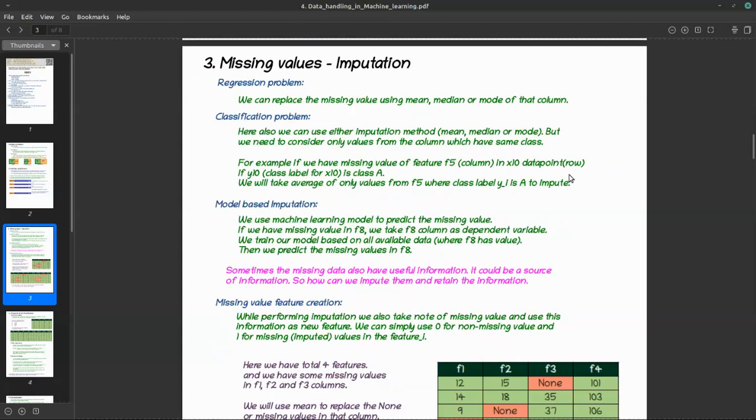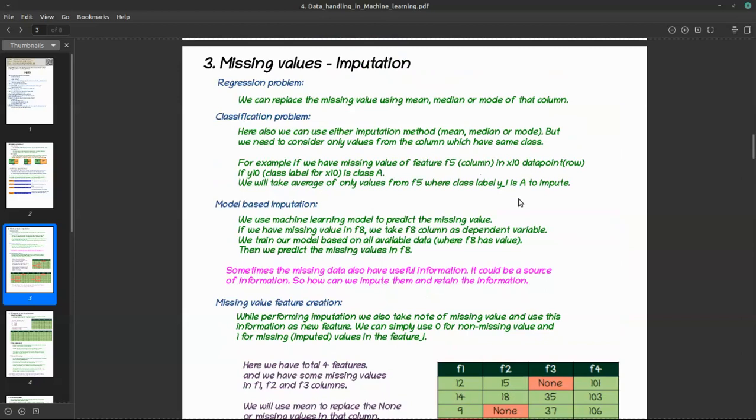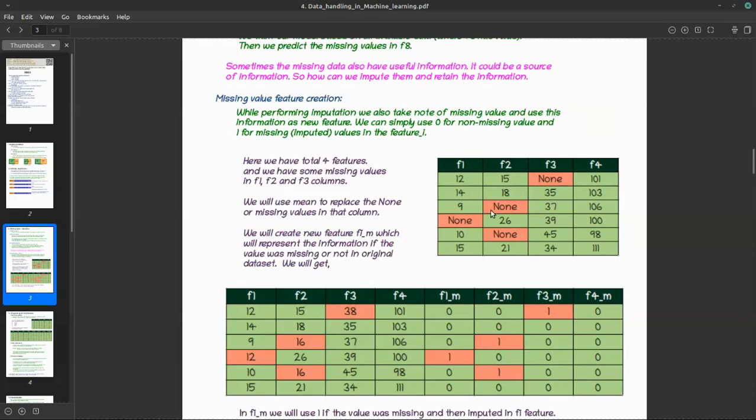In a classification problem, let's say I have this categorical data. I should have written numerical features, categorical features, ordinal features, like that. So in a classification problem, what I can do is, if this feature is missing, given the feature where it is missing, don't take the mean of the whole column, the total column.